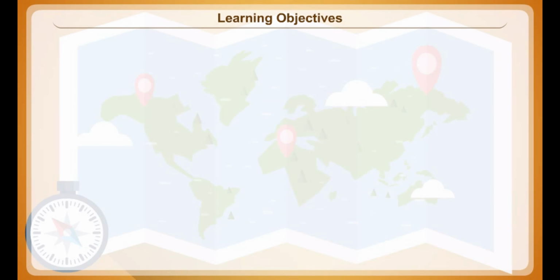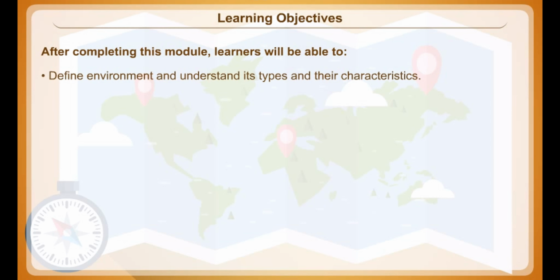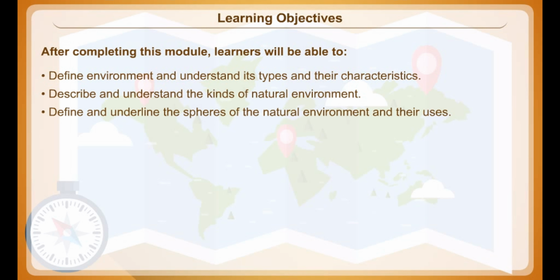Learning objectives. After completing this module, learners will be able to define environment and understand its types and their characteristics. Describe and understand the kinds of natural environment. Define and underline the spheres of the natural environment and their uses. Define an ecosystem and know about its characteristics.